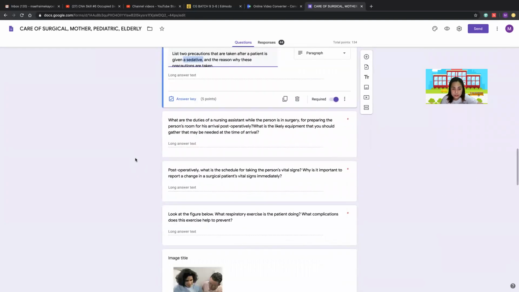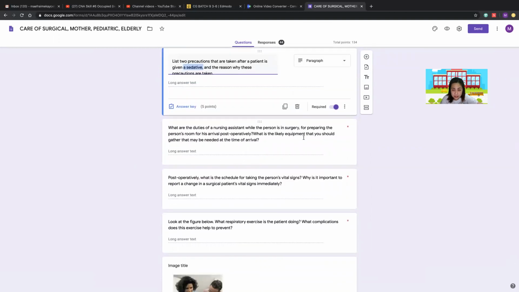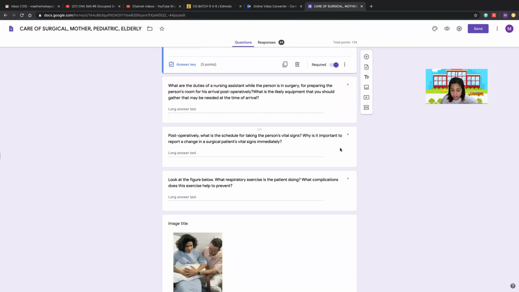What are the duties of the nursing assistant while the person is in surgery? For preparing the person's room, it's very easy. What you need to do is prepare the surgical bed, as I've told you before, and you prepare an emesis basin. Why the kidney basin? Because the patient might vomit. Those are the things that we can prepare when the patient arrives. Vital signs machine to check for the vitals.